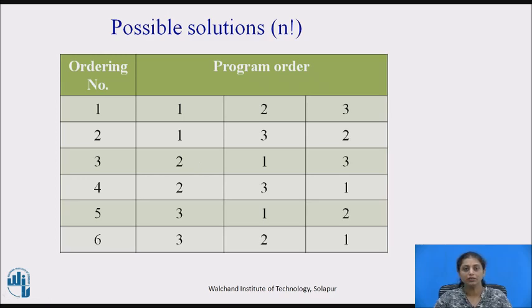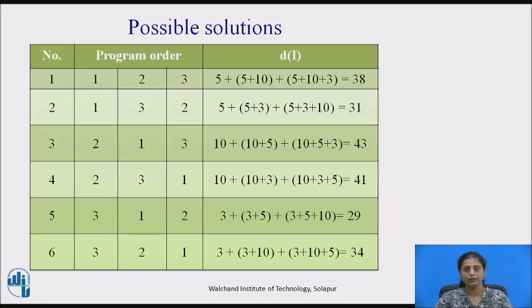What we mean by an ordering is, for example, 1, 2, 3: the first program followed by the second and followed by the third. The next combinations are 1, 3, 2, then 2, 1, 3, then 2, 3, 1, 3, 1, 2 and 3, 2, 1. So these are the 6 possible orderings. Now we will see how much time is required for each ordering.